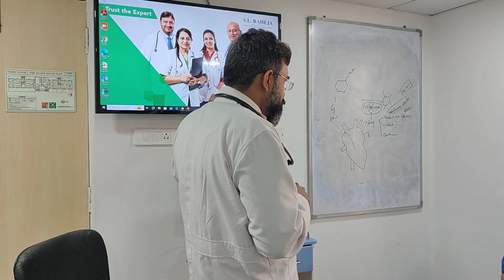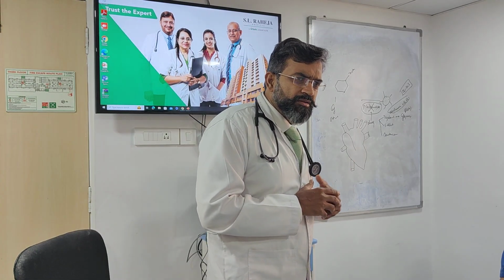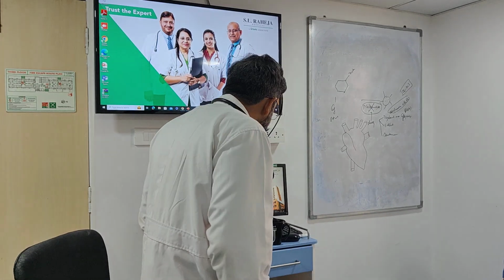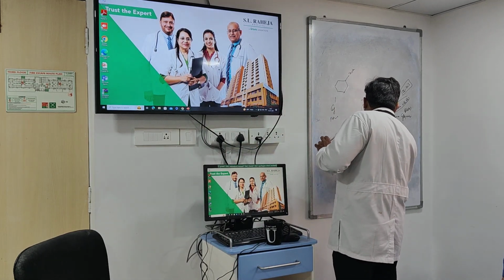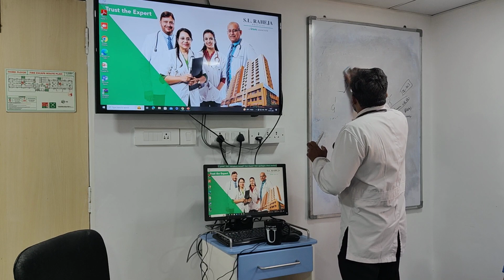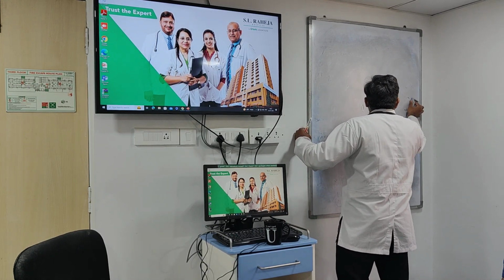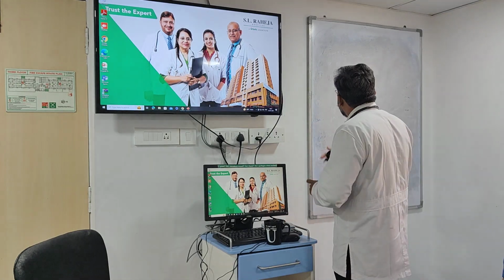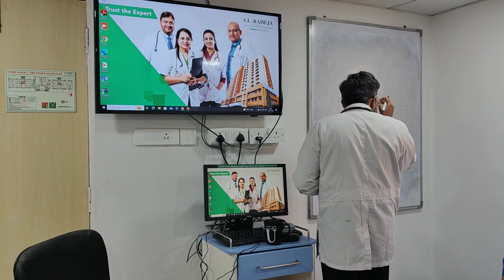Very simple. So West Haven A, B and C it is. C you must remember. What is C? Cirrhosis in the background causing hepatic encephalopathy. So when you say West Haven criteria, C is cirrhosis in the background. That means the liver is spoiled.